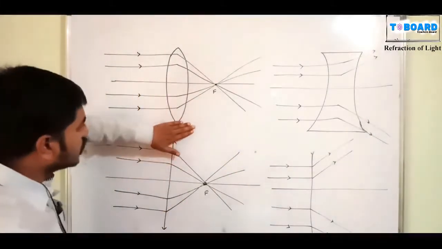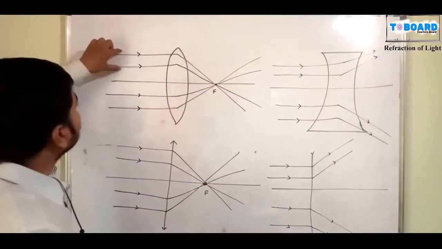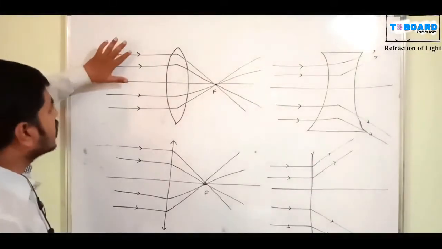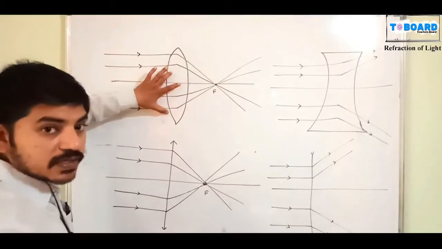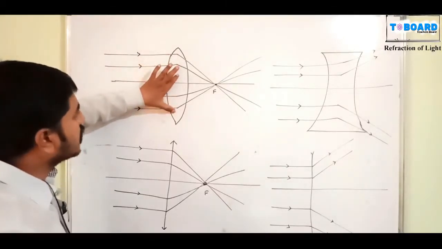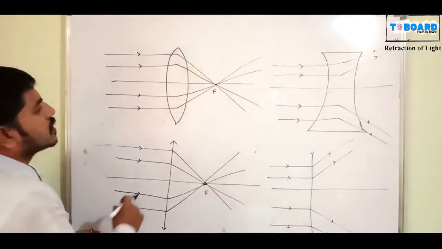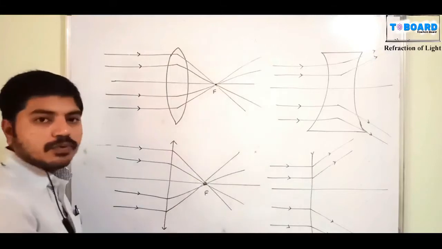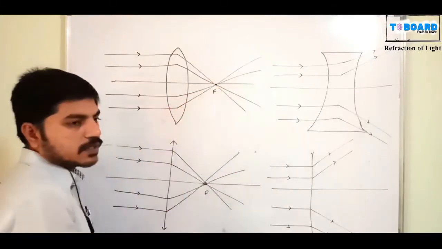Okay, converging and diverging. See here, I am going to take one example. If the rays are coming from infinity, parallel to the principal axis, then after refraction from a biconvex lens, it is not a concave, it is a convex, all the rays will meet at a single point on the principal axis. That is called the focal point or focus, right?